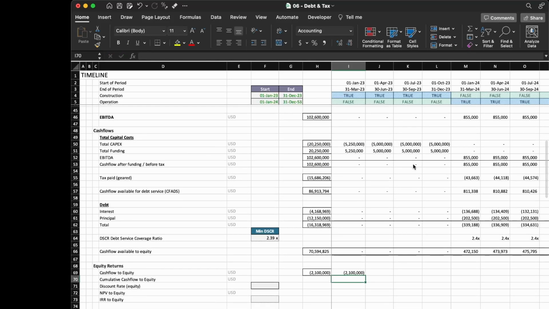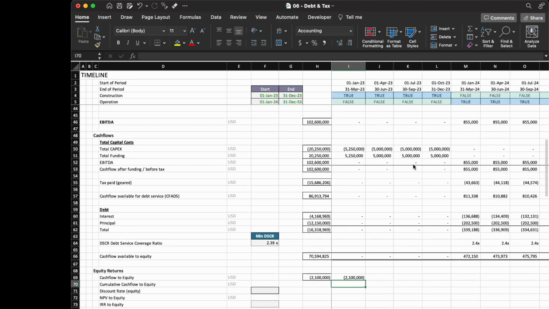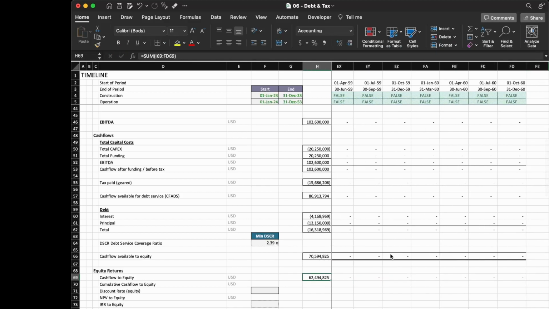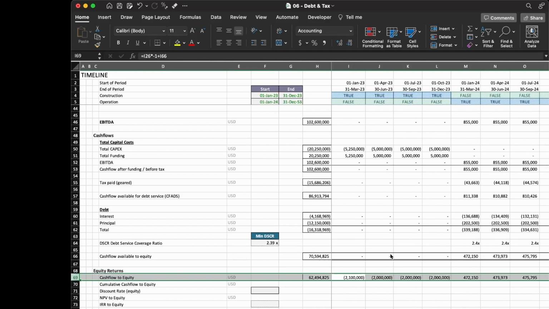Okay, so here we're analyzing the cash flows from the equity investors' perspective. The equity investors in this particular case had an outflow of cash of 2.1 million in this period. They are going to receive it back from the cash flow available to equity. So we have this first number here, and then we're going to add the cash flow available to equity, which is this number above here. We're going to copy and paste everything across. That's the cash flow available to equity.